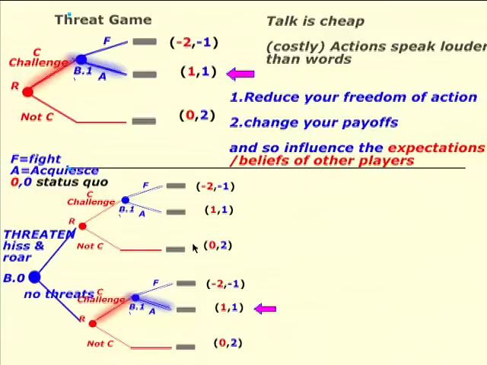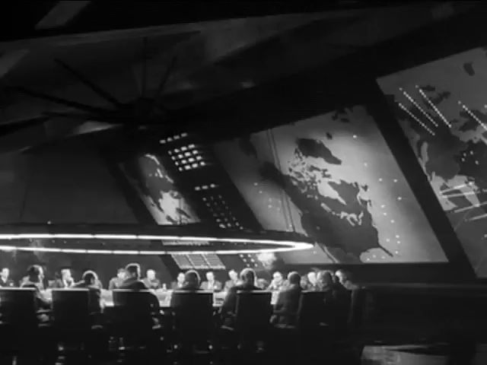If he doesn't challenge, he gets 0. Okay? So with the threat, I can change his beliefs if I could make it automatic that I wouldn't acquiesce. Now, I put in a little DVD player a clip from Dr.